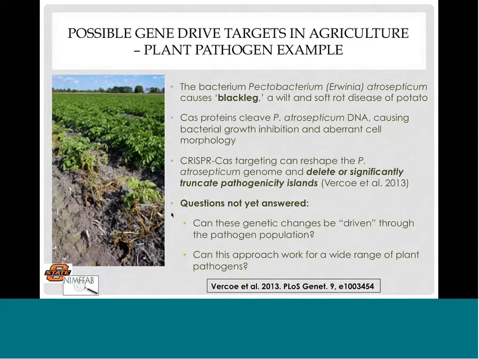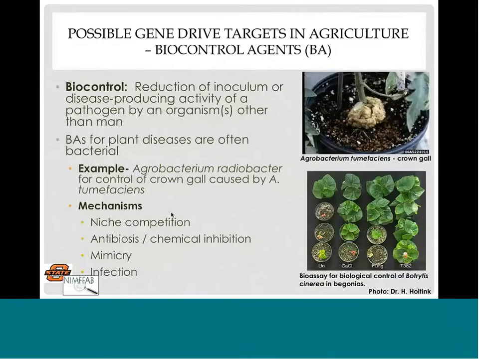So this sounds pretty promising, but there are lots of questions yet to be answered that were not in this particular study. And those questions particularly are, can these changes be driven through the pathogen population, and can the same kind of technology work for other plant pathogens, other bacteria, maybe also fungi, etc.